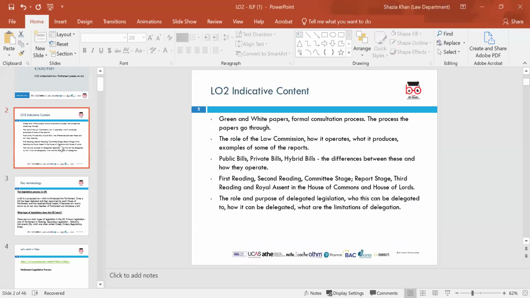So the indicative content for learning outcome 2 is to look at the green paper and white papers, formal consultation, the process papers go through, the law, the role of the commission and how it operates, public bills, the different types of bills we looked at, private bills, hybrid bills. Then we looked at the process that it goes through: first reading, second reading, committee stage, report stage, third reading, and royal assent, and the role and purpose of delegated legislation.